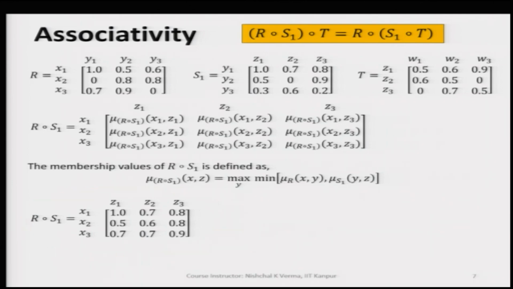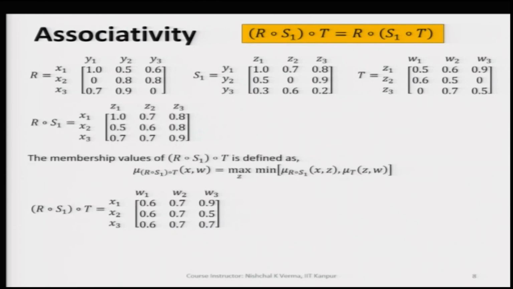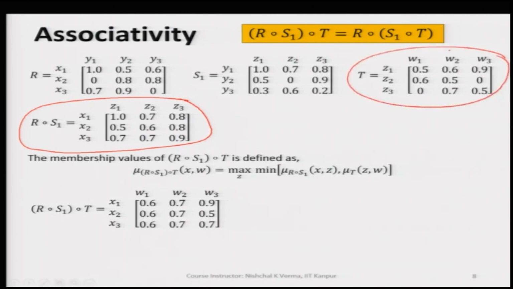Now, let us go further. So, this part is done here. Now let us go further, and whatever is the outcome here we compose with T. So, let us take T here, and we compose this T with R composition S1. Means we take first R composition S1 and then we compose it with T. Both R composition S1 and T are fuzzy relations, because the composition of R and S1 is going to give us another fuzzy relation.